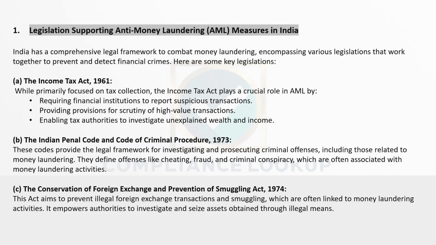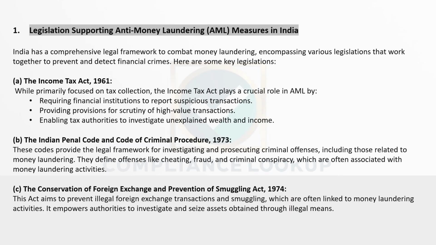Example: imagine someone suddenly deposits rupees 50 lakh in their account, which doesn't match their regular income. The bank must report this to the income tax department. If the individual can't explain where the money came from, tax authorities can investigate further for potential money laundering.